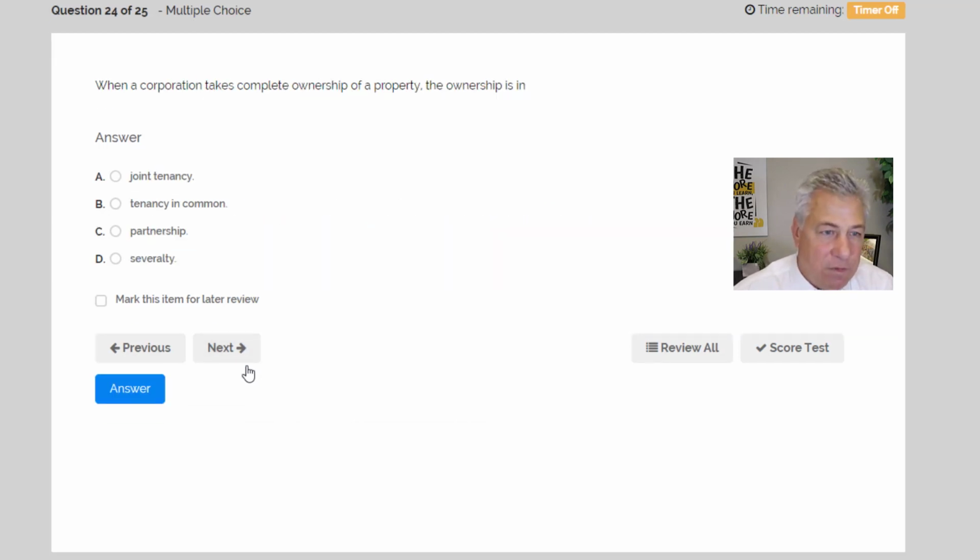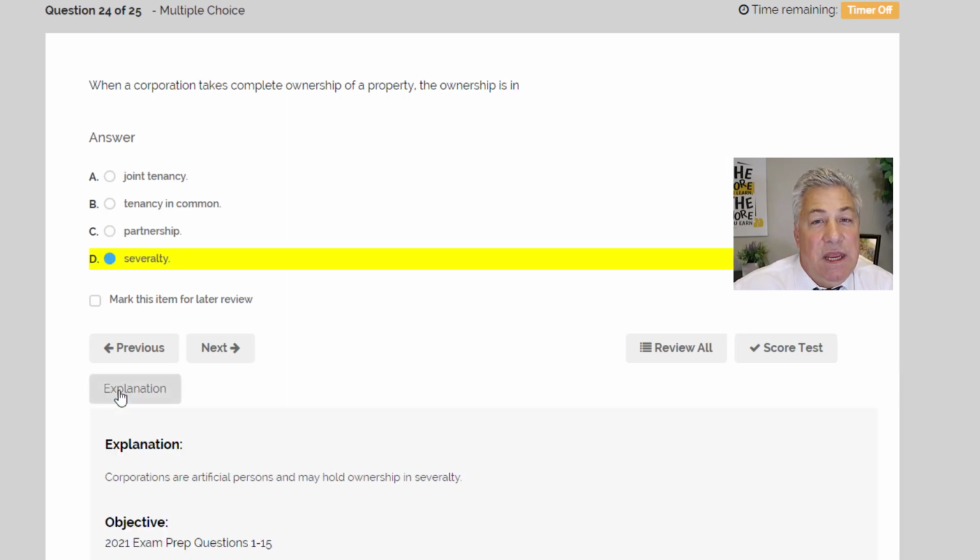Exam prep question number 24. When a corporation takes complete ownership of a property, the ownership is in... kind of let you know about this one earlier, didn't we? A corporation owning real estate, the ownership is A, joint tenancy, B, tenancy in common, C, partnership, or D, severalty. And your answer is D, severalty. Corporations are artificial persons and may hold ownership in severalty. D.